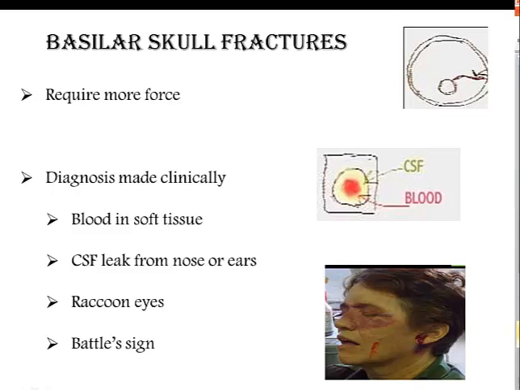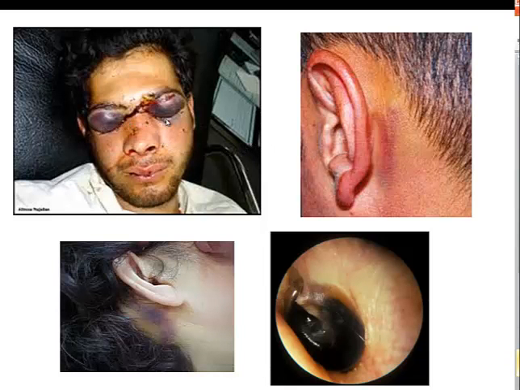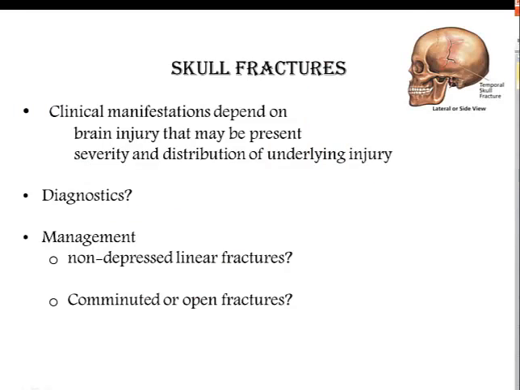Also, not noted in your slide, is the possibility for cranial nerves 7 and 8 to become damaged as a result of the injury. Remember, that's going to affect hearing and may lead to facial swelling. This picture shows your raccoon eyes, Battle's sign, and here in the tympanic membrane, older dark brown, that's bloody fluid in the middle ear. Skull fractures in itself do not cause neurological symptoms, but frequently they are seen in conjunction with other more serious injury. Clinical manifestations are going to depend on the brain injury that may be present, for example, hematomas or contusions, and the severity and distribution of the underlying injury.